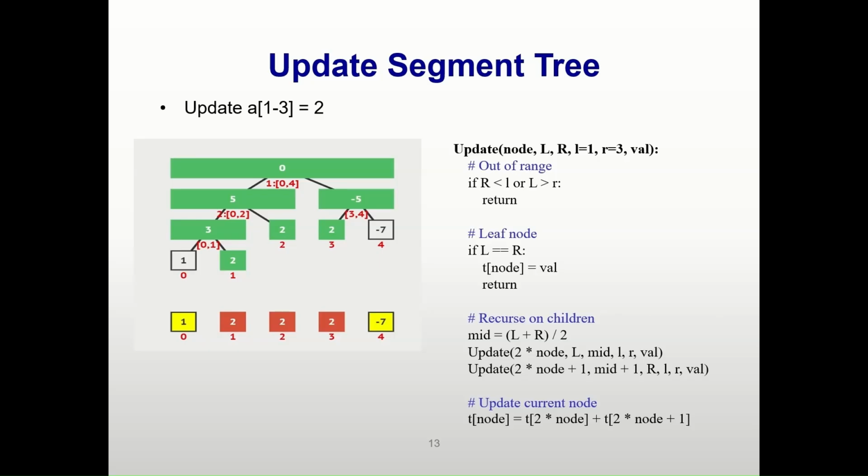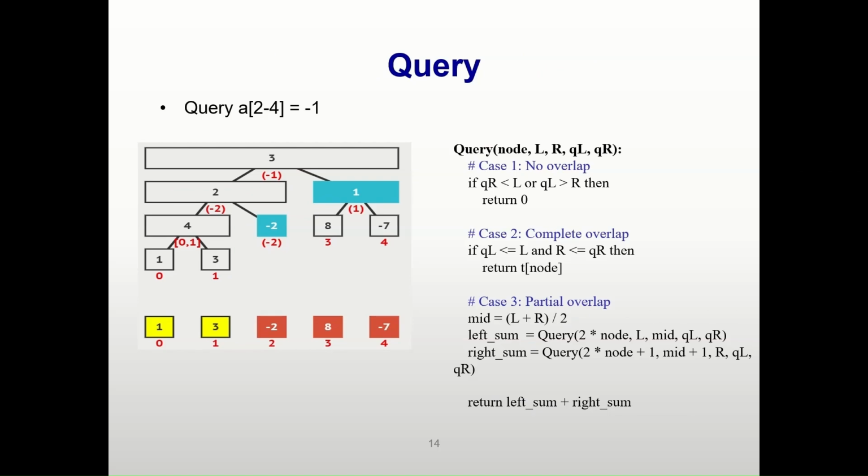The updated array becomes 1, 2, 2, 2, minus 7. And the segment tree nodes now reflect these changes. Let's see how we query a segment tree.